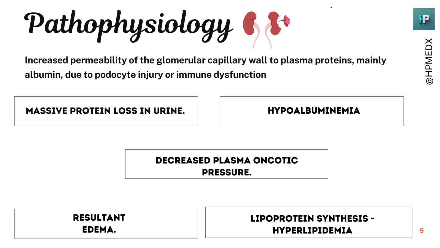Let's see pathophysiology. It is the increase in the permeability to plasma proteins, most commonly albumin, in the glomerular capillary wall because of damage to podocyte or immune dysfunction. This causes massive protein loss in urine, which leads to hypoalbuminemia, and which causes decrease in the plasma oncotic pressure. Because of this, there will be resultant edema, and increased lipoprotein synthesis, which leads to hyperlipidemia, which is one of the four features of nephrotic syndrome.